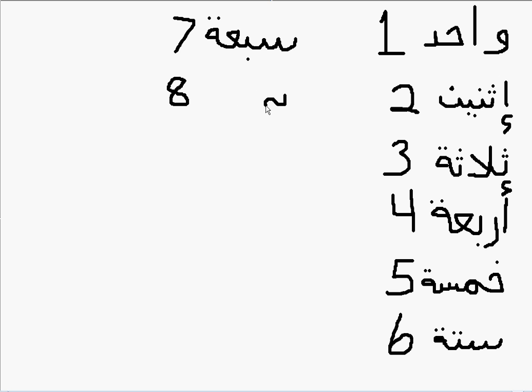8 is ثمانية. And you see the alif here. This is an alif. Tha, mim, alif, noon, ya, ta marbuta. Ta marbuta. The alif does not ever connect to the letter that's after it. So you have a space here. Whenever you're writing an alif in a word, just like in واحد, it doesn't connect to the ha.